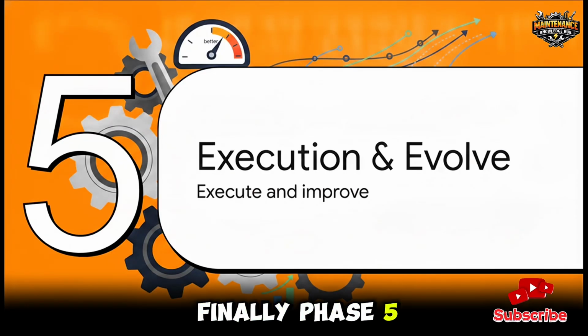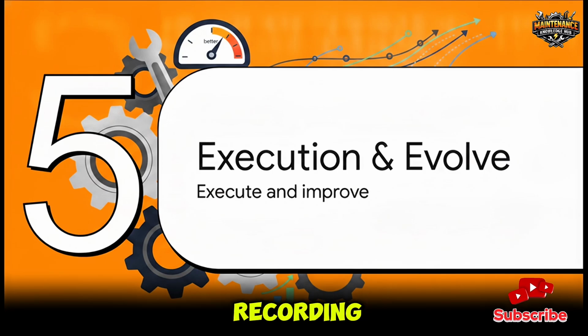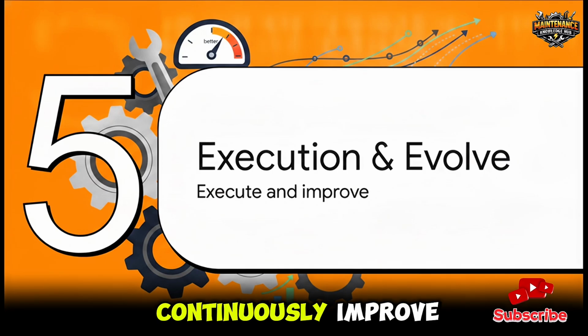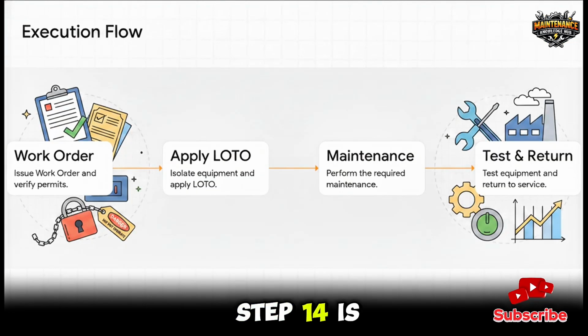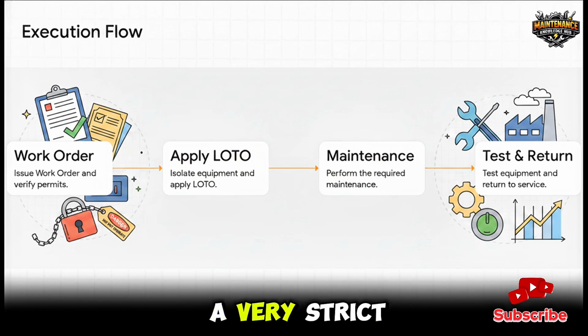Finally, phase 5, execution and evolution. Executing the plan, recording the data, and using KPIs to continuously improve. Step 14 is to execute the maintenance plan. But notice, it is absolutely not a free-for-all. It's a very strict, logical, physical sequence.